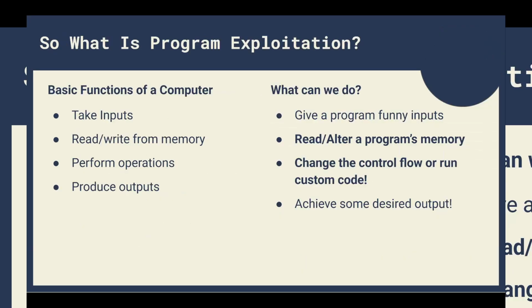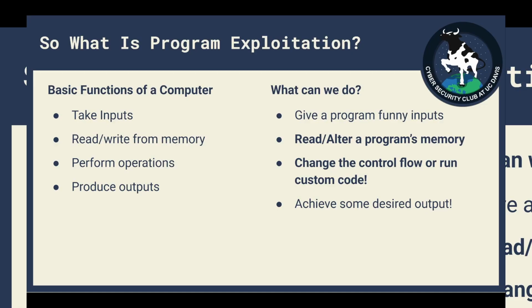Excellent. Okay. So why does all of this stack information matter? Well, the classic definition of a computer is that it does four things, right? It takes input, it does operations, it reads and writes stuff from memory, and it produces outputs. The purpose of program exploitation is to manipulate the program into doing those instructions beyond what the programmer originally intended.